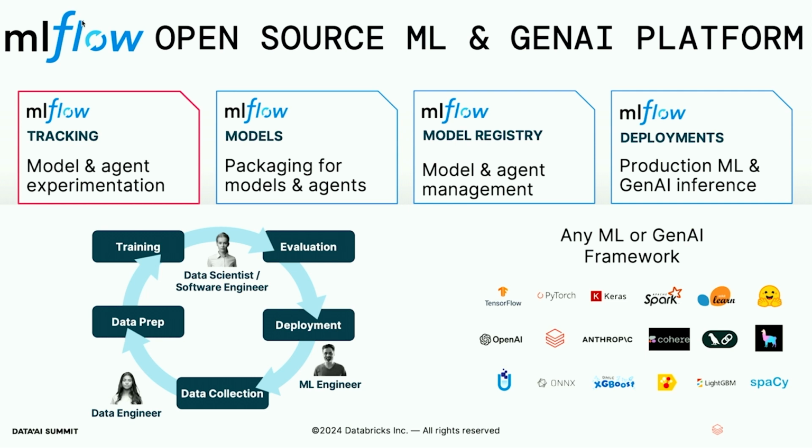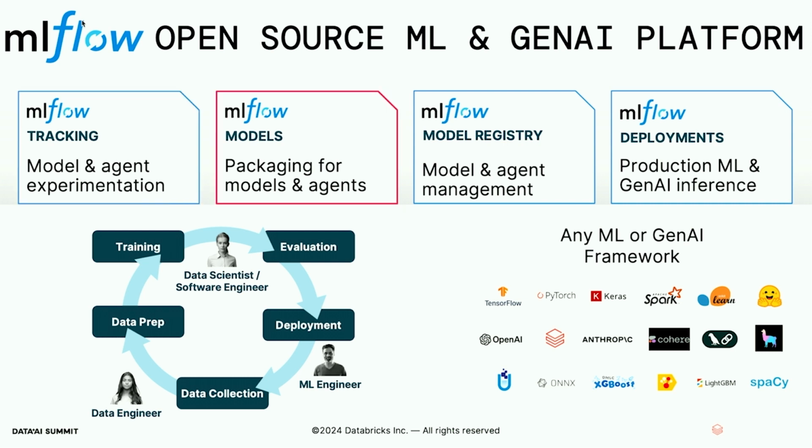The first, MLflow tracking, is a framework for model and agent experimentation. With MLflow tracking, you can record all of your model weights, GenAI source code, parameters, performance metrics, and more. Once this information has been recorded, you can search and compare over it to select the best possible model and the best possible agent for production.